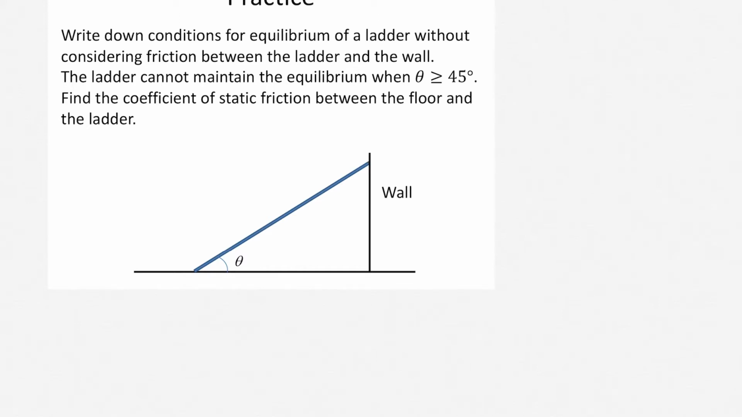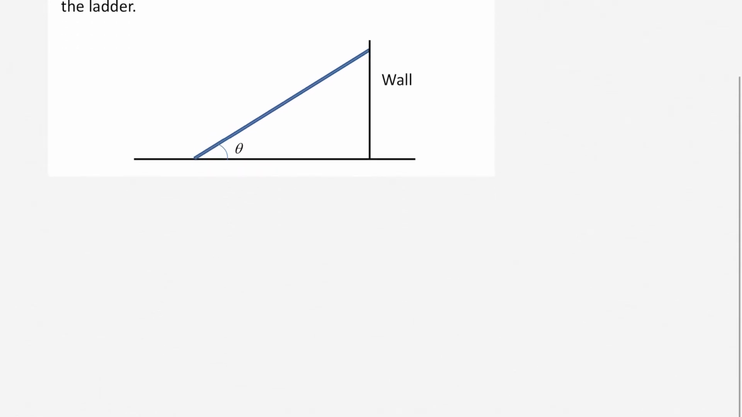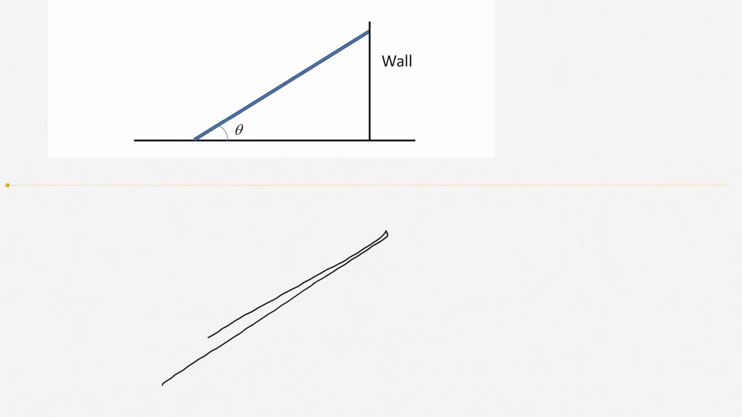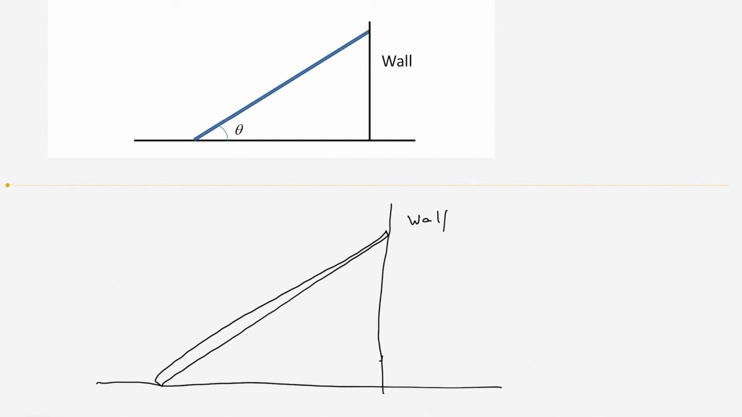So let's draw the free body diagram first. The ladder, and the wall, and the floor. Then the forces are a normal force, N sub 2, and the friction, F, and the normal force from the wall, N sub 1, and the gravity, whose center of gravity is located at the center of the ladder, is mg.